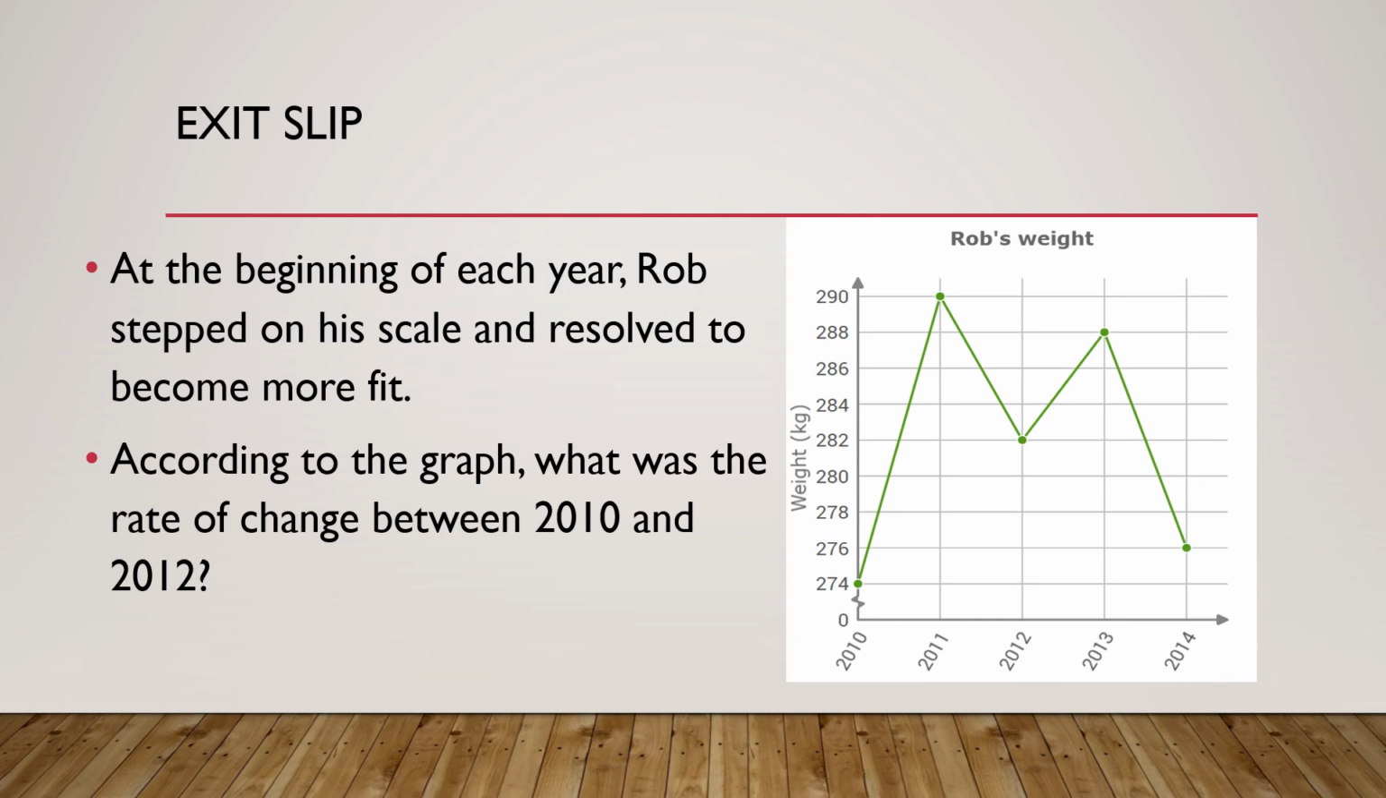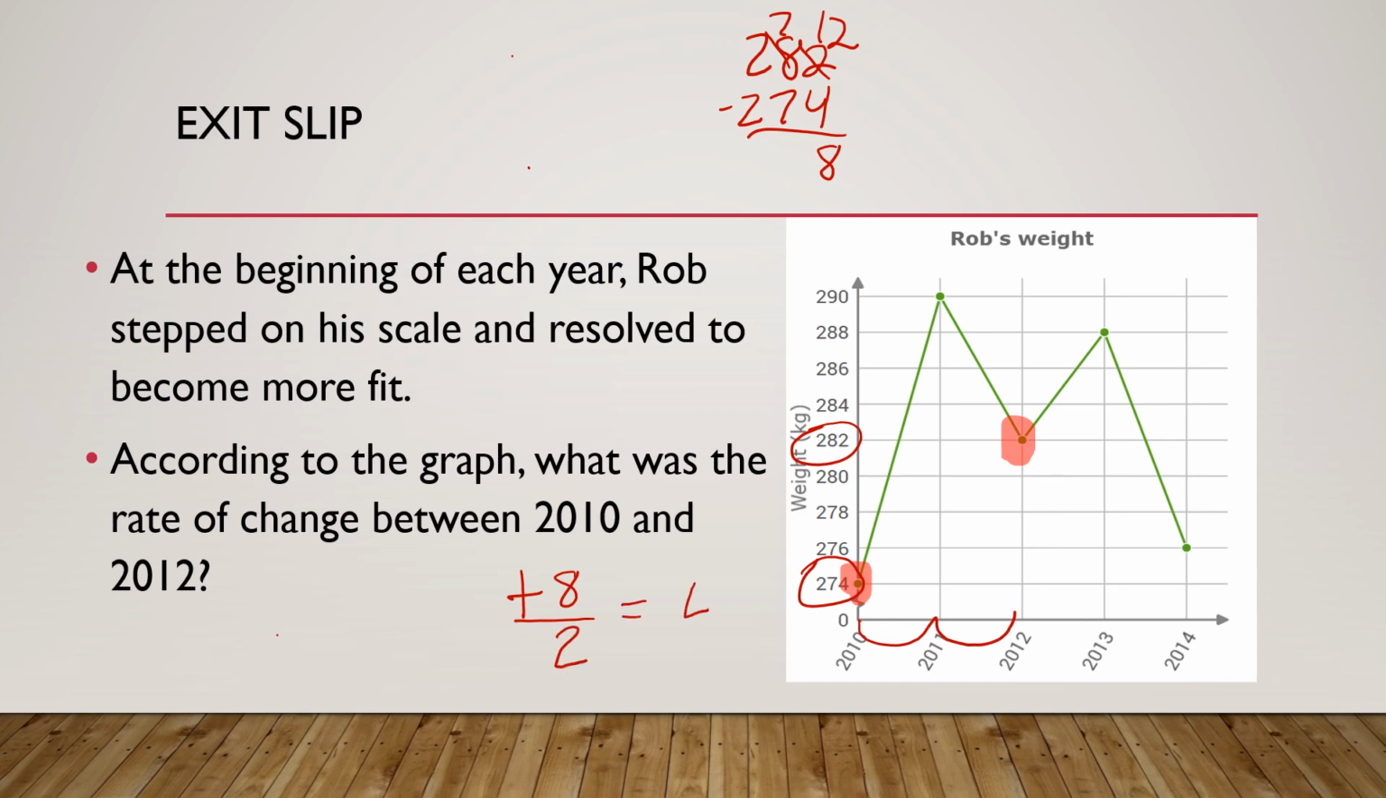At the beginning of each year, Rob stepped on his scale and resolved to become more fit. According to the graph, what was the rate of change between 2010 and 2012? So we can see from 2010 to 2012 that that was a positive change. It went from 274 to 282. So 12 subtract 4 is 8. So that is a change of 8 over, from 2010, this is 1, 2. And 8 divided by 2 is 4. So your rate of change is 4.